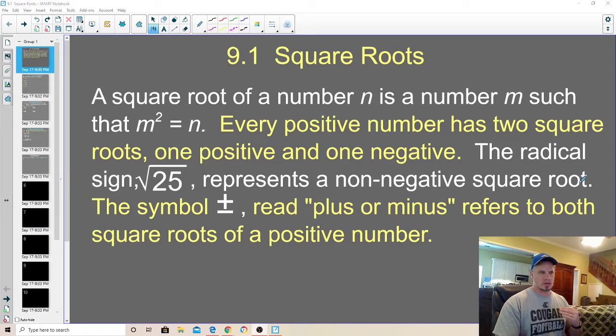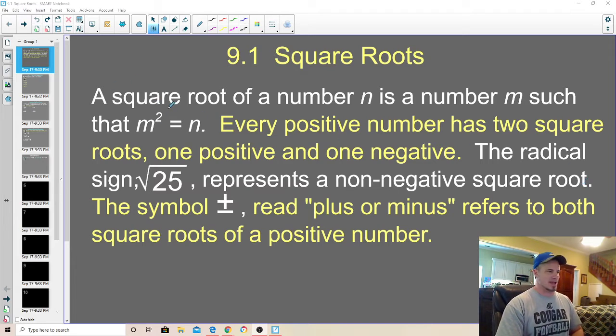Today we're going to talk about square roots. This is chapter 9. Today will be a little bit of an introduction to square roots. We want to define it, and then we're going to just basically work with it a little bit today. Nothing big, nothing fancy, nothing hard, just some basic stuff. So let's look at what a square root is.